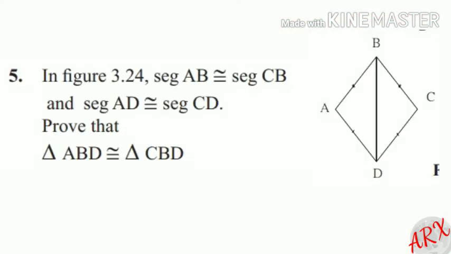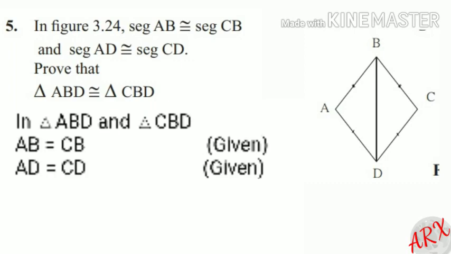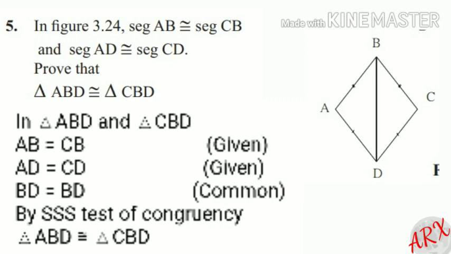Now we will move on to the last question, question number 5. In figure, segment AB congruent to segment CB and segment AD congruent to segment CD. Prove that triangle ABD congruent to triangle CBD. Now if we observe the figure, in triangle ABD and triangle CBD, AB equal to CB and AD equal to CD, which is given in the figure. Now BD equal to BD, which is common side for both the triangles. Therefore, triangle ABD congruent to triangle CBD by SSS test of congruency.